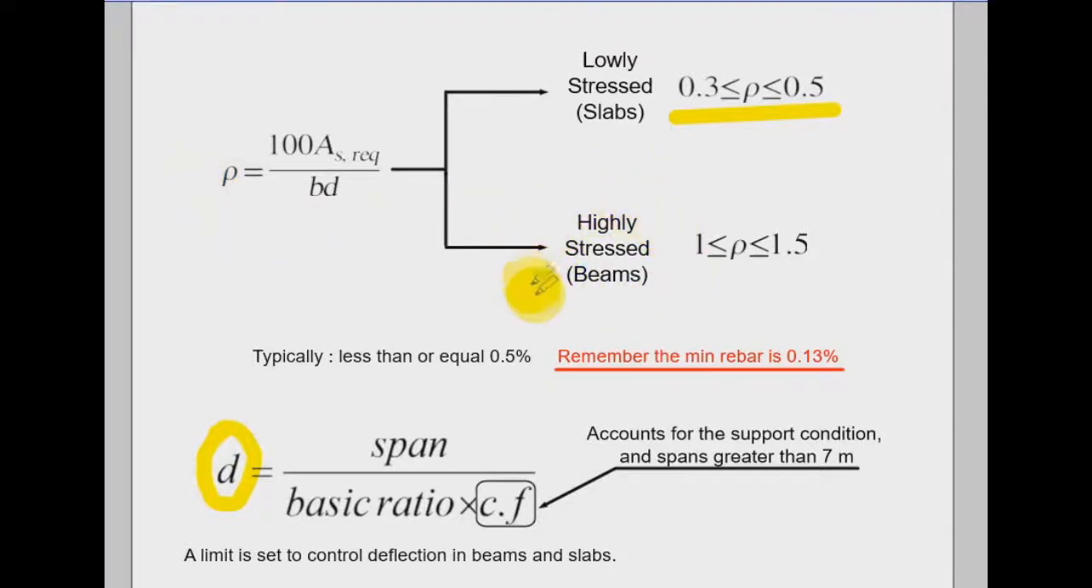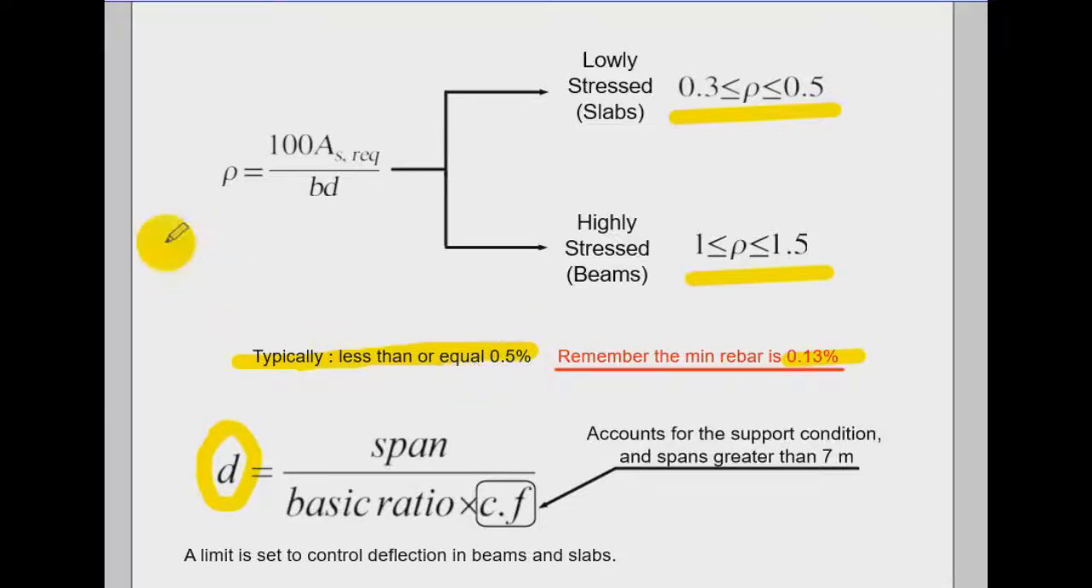Unlike beams, which are quite highly stressed members, that makes the steel quite crowded in the cross section. So it is in the range of 1 up to 1.5%. That's for the beam. Remember always, the minimum rebar set by Eurocode 2 is 0.13%. That's the minimum. 0.3 is not even close to the minimum. We can even go to 0.2%. But typically, when dealing with slabs, you usually go for rho values below 0.5%.